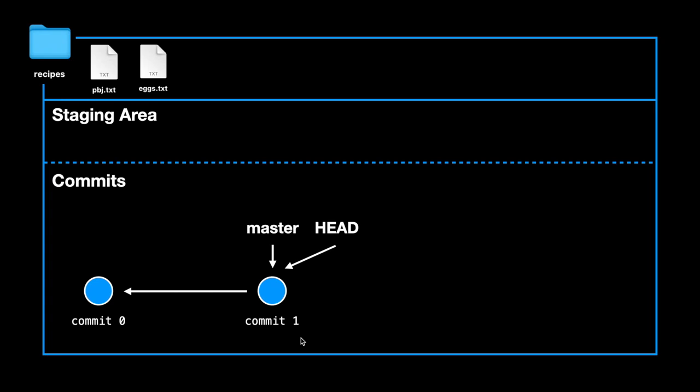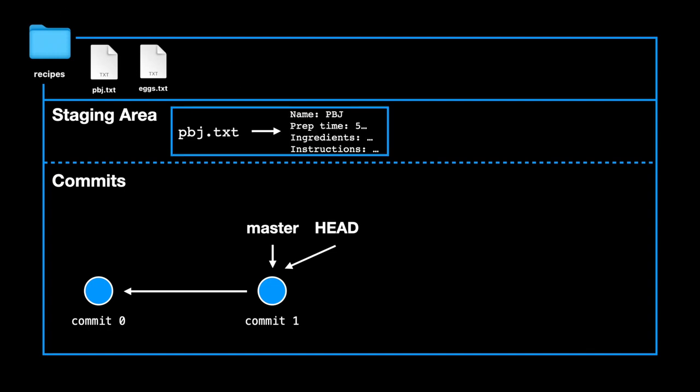Let's see that process in action again. So after we created the second commit, we modified the pbj.txt file, and then we used git add star, which means stage everything inside the recipes folder. And remember that we only saw the pbj file getting staged, or more specifically, this version of the pbj file staged. Why did this happen?